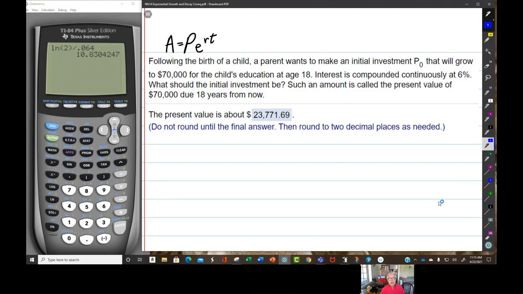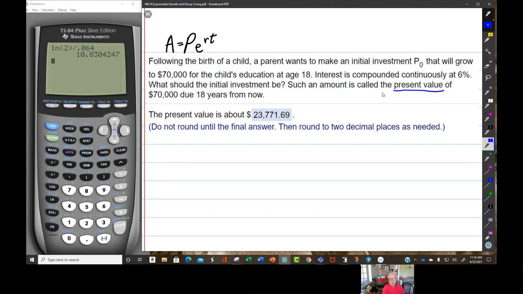Okay, now here is a problem like the Melissa problem. Remember, Melissa got a CD on her sixth birthday. Well, this is happening at the birth of a child. Following the birth of a child, a parent wants to make an initial investment, P naught, that will grow to $70,000 for the child's education at 18. Interest is compounded continuously at 6%. What should the initial investment be? Such an amount is called the present value.